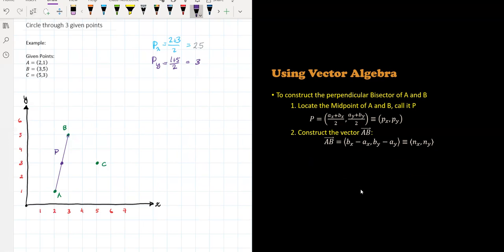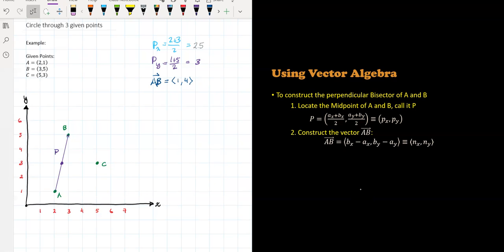So the vector AB is equal to, so B: 3 minus 2, so 1, and 5 minus 1, so 4. Okay, and so in other words, to get from A to B, you go 1 in the x direction and 4 in the y direction. Oh, okay, easy enough. So this vector right here is perpendicular to the line that we want.